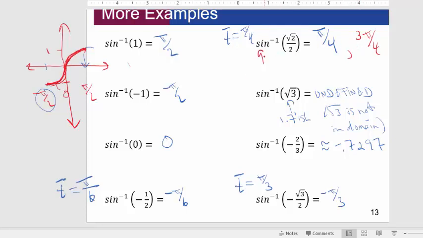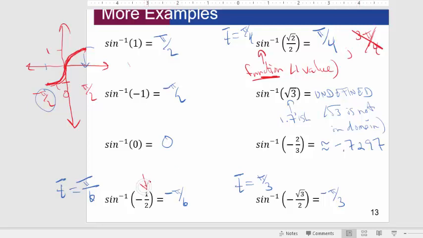But this is a function. We're not solving an equation here. We're actually evaluating a function. So there can only be one value. So we would reject the 3 pi over 4, because 3 pi over 4 is not between negative pi over 2 and positive pi over 2. And then the same thing here.